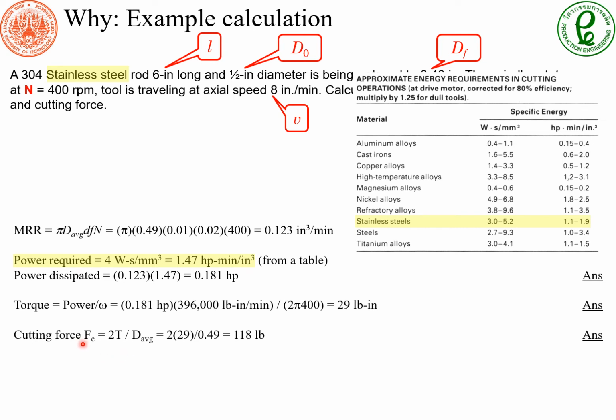So we solve the equation backward. The torque equals the force F sub c multiplied by the average diameter divided by 2. So basically we can solve this for the cutting force, and the cutting force turns out to be 118 pounds.